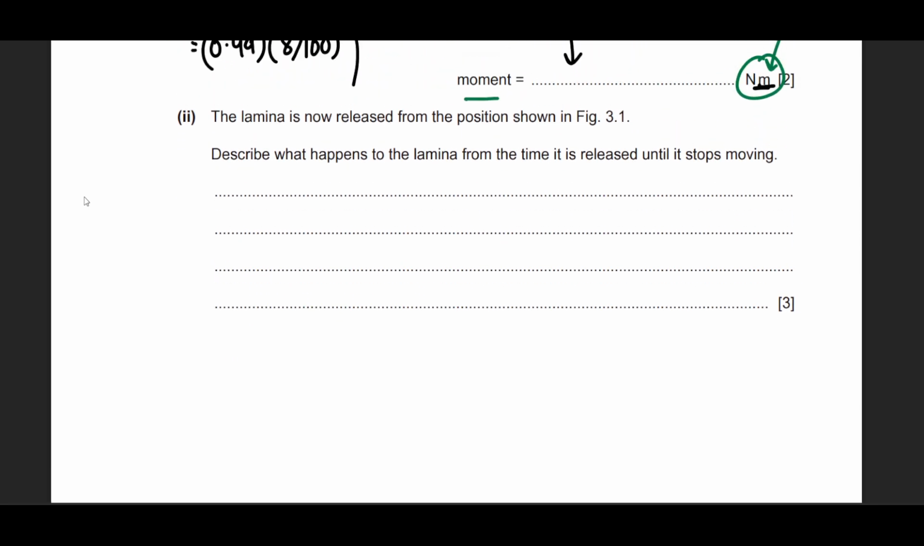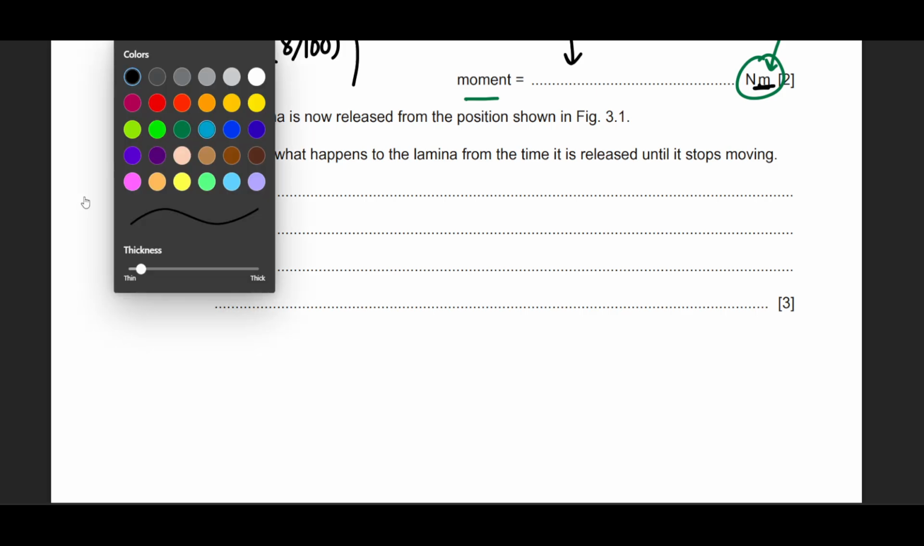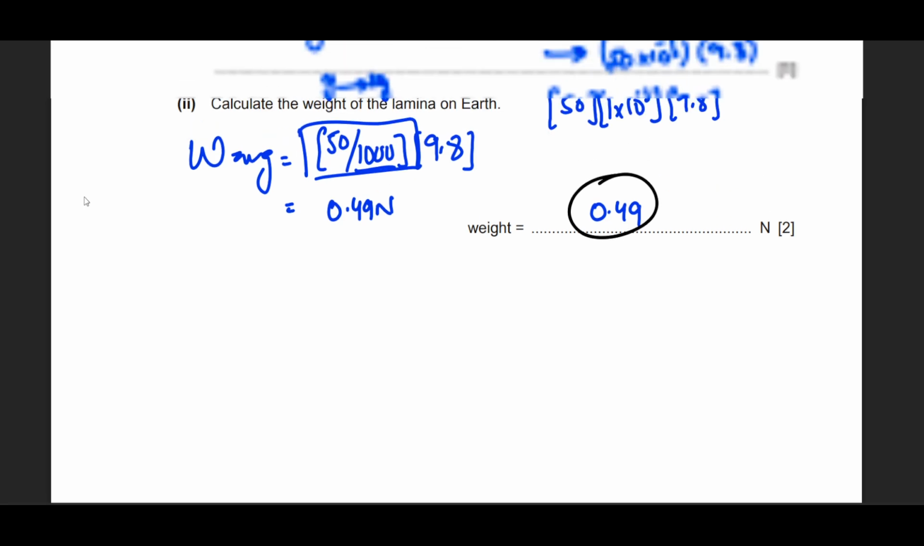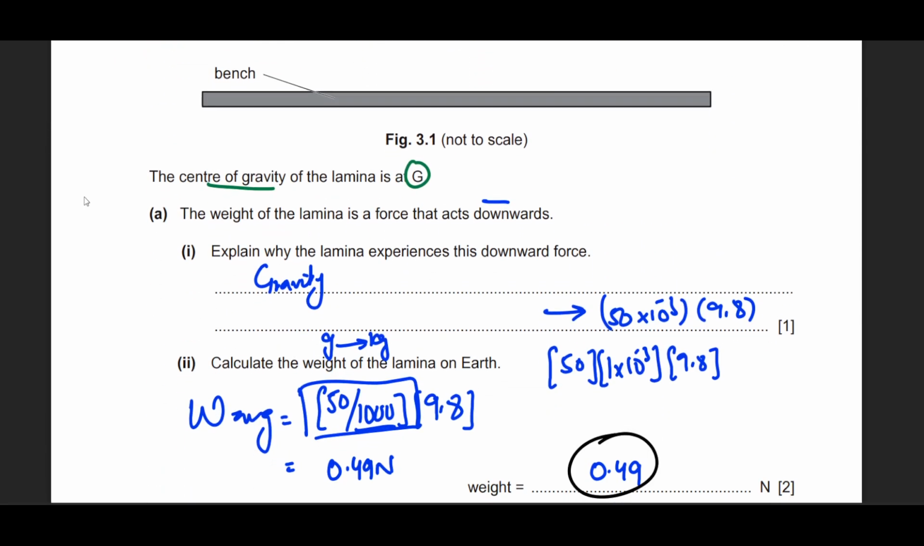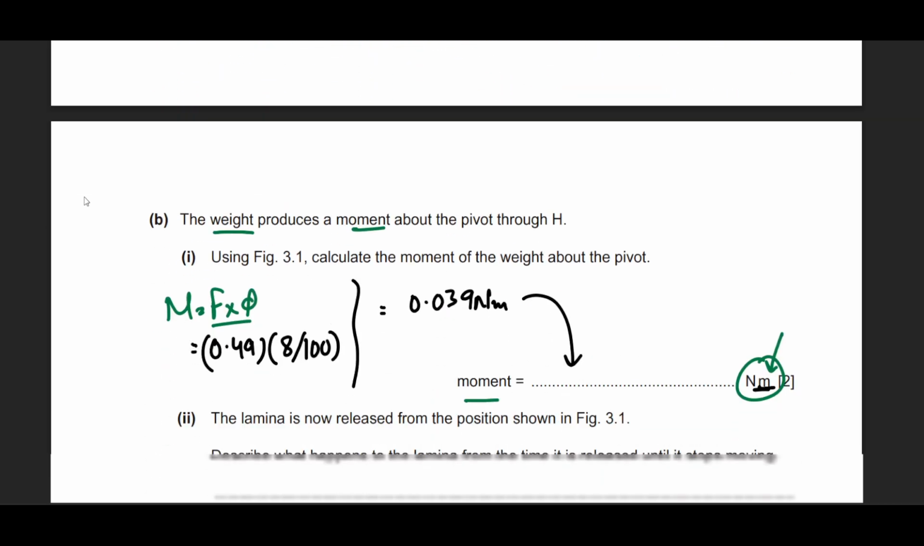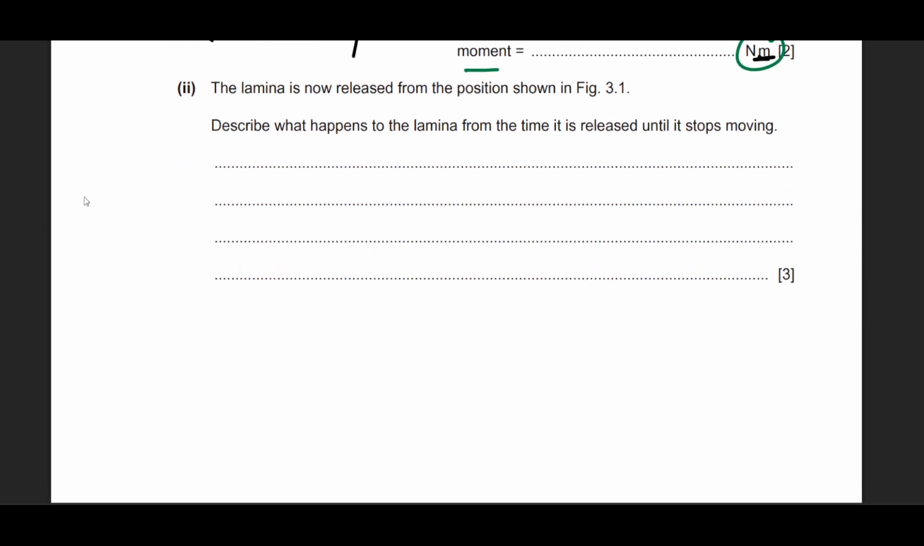He says the lamina is now released from position 3.1. Describe what happens. You have to describe, visually speaking, what's going to happen. We discussed that this is going to be moving clockwise. So first, you will mention that it's going to move clockwise when it is released.